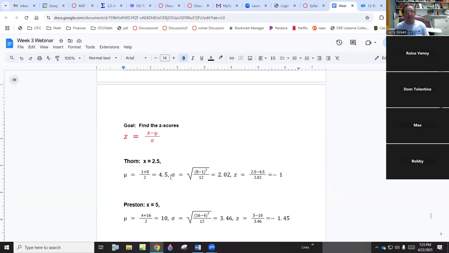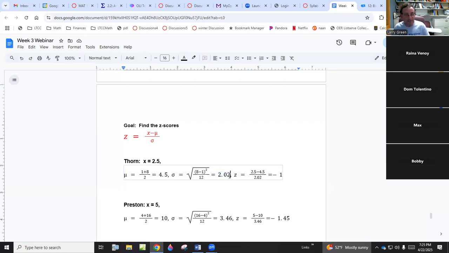And then sigma for Thorn is going to be, remember that was the square root of (b minus a) quantity squared over 12. So that's the square root of (8 minus 1), b is 8, a was 1, (8 minus 1) quantity squared over 12. And I put that in my calculator and I got about 2.02. Any questions on working this out?